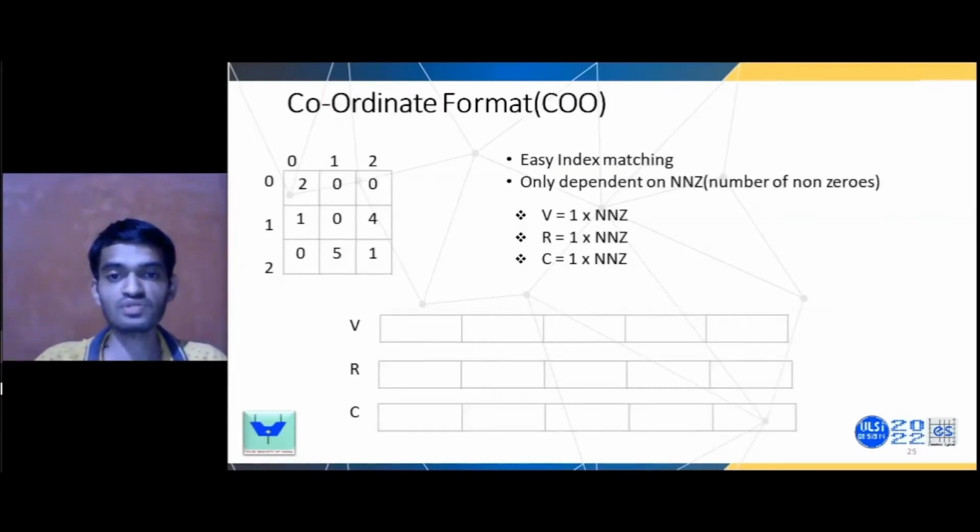The first format that we looked into was coordinate format or COO. Here there are three arrays, that is value array, row index array, and column index array. Each element which is non-zero in the matrix is given by its row index and column index, which is 0, 0 in this particular case, and the value is 2. And the dimension of all the three arrays is equal to the number of non-zeros that are present in the matrix. Hence, it is only dependent on the number of non-zeros. This is a very easy way of addressing the data from the matrix in order to compute the matrix multiplication in the sparse case.